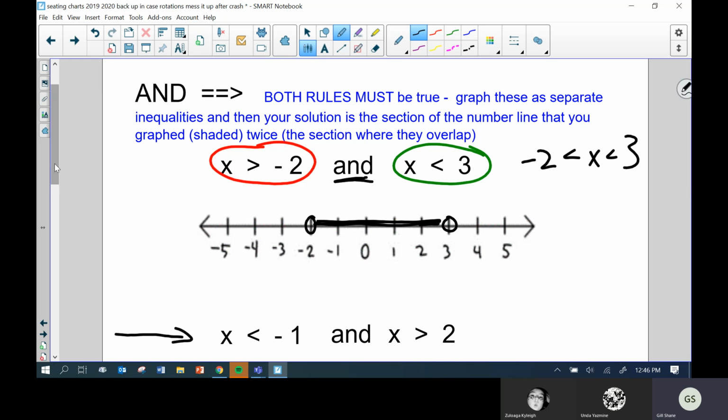I want you to shade which direction you would go. There's what a less than looks like, that was in blue. There's what greater than looks like. So one goes out and two goes out.